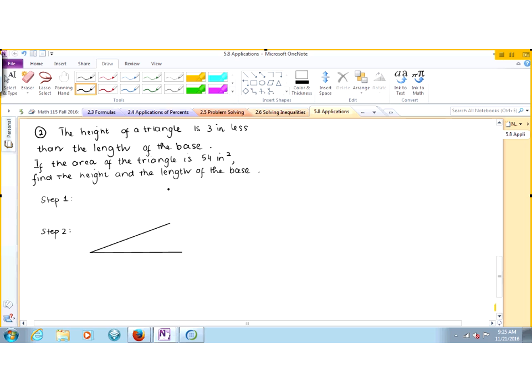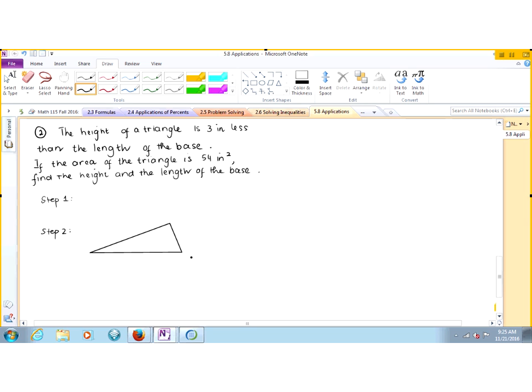So this is any triangle. It doesn't have to be special. It's not a right triangle. Yeah, this is a triangle. So let's see. What do we know?